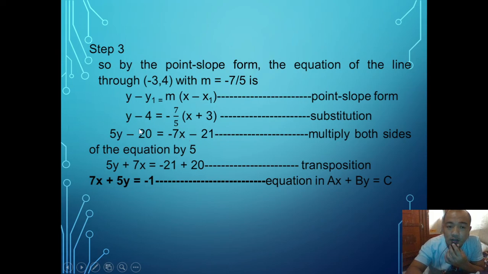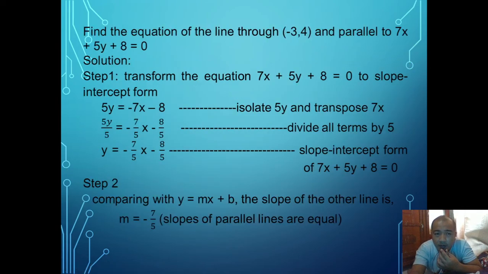Transpose the negative 20 here. So, it becomes 5y plus 7x equals negative 21 plus 20, or 7x plus 5y equals negative 1. 21 plus 20 is negative 1. So this is now the equation of the line parallel to 7x plus 5y plus 8 equals 0.